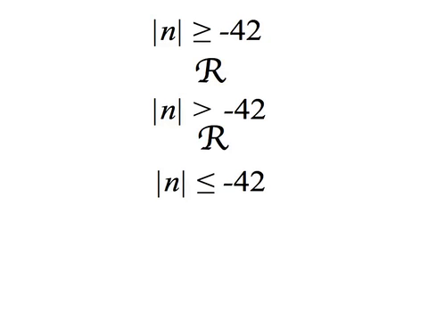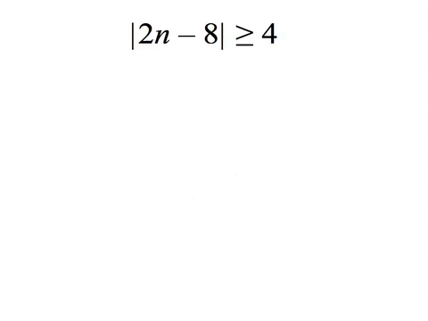The absolute value of a number is less than or equal to negative 42. Well, no absolute values are negative, and therefore none can be less than negative 42. So there are no solutions to this inequality, and the same for the one at the bottom. There are no numbers that have an absolute value less than negative 42. So the fourth inequality also has an empty set for its solution set.